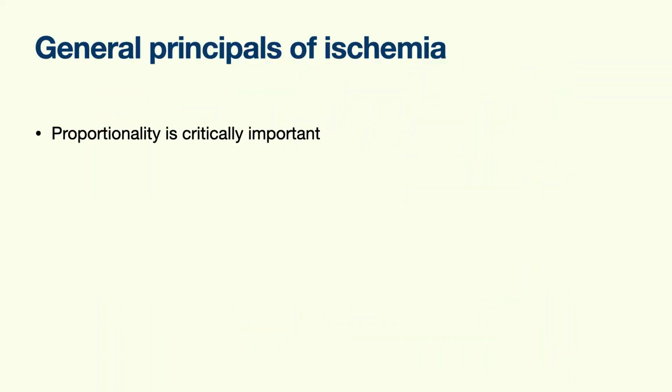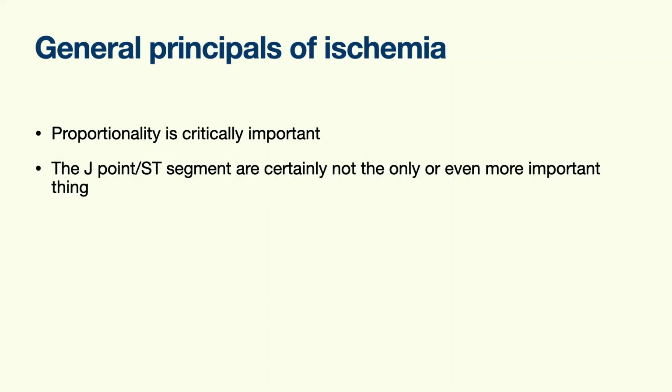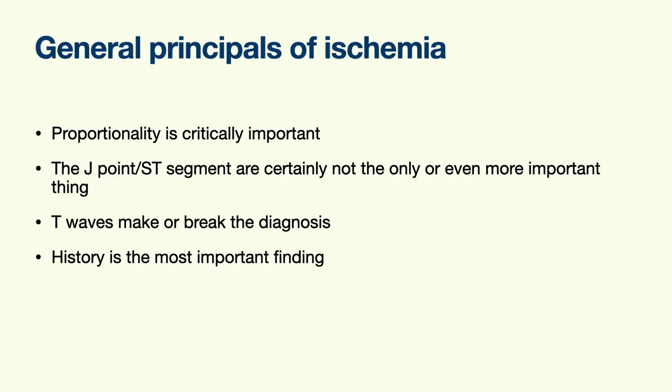General principles of ischemia, this is like my last slide, I think. Proportionality, super, super important. The body does not actually care about millimeters. You can't name one disease that is defined by a metric cut point. We told you that acute coronary occlusion was, but that's not true. Proportionality is more important. The J point, the ST segment, those are not the most important things. It's actually T waves, in my view, that are the most important finding, although it's really the whole ECG, of course. And for you all, history is the most important finding.